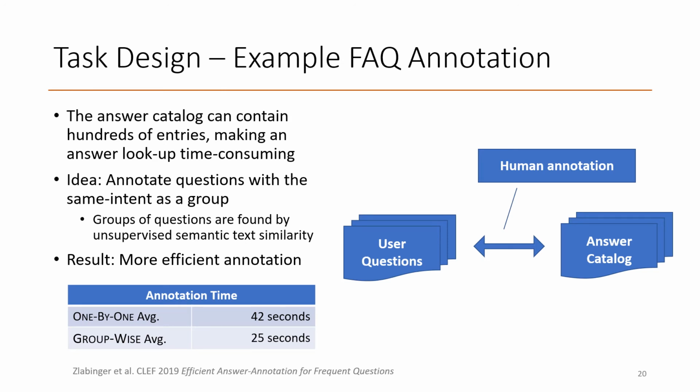Here is an example of such a clever task design by my colleague Markus Slavinger, in which he created FAQ annotations, where the answer catalog can have hundreds of entries, but is a very fixed set. And looking up this answer can be very time consuming. So the idea here in this efficient answer annotation was to annotate questions with the same intent as a group. And by grouping questions with an unsupervised semantic text similarity method, the group-wise average annotation time could be reduced to 25 seconds per entity versus 42 seconds if we do it one by one. So the result is a more efficient annotation.